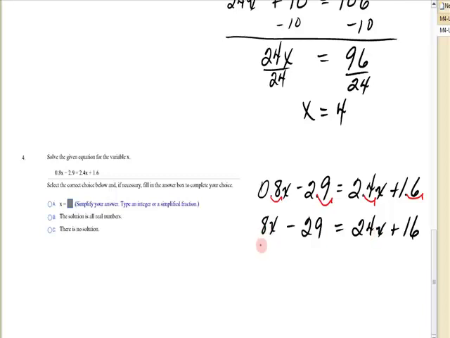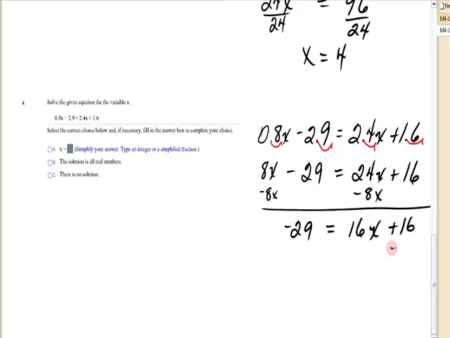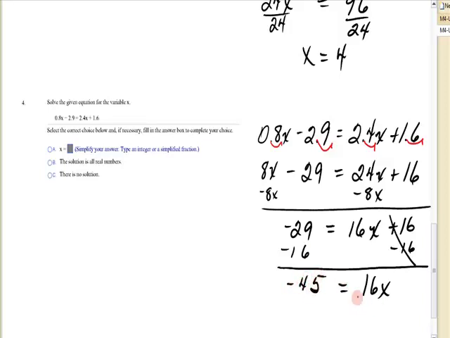All right, I have variables on both sides. I'm going to subtract 8x from both sides. I have negative 29 is equal to, that's going to give me 16x plus 16. Subtract 16 to get that variable term by itself. So I have 16x. I have to add those two, which gives me negative 45. Divide both sides by 16. And I don't believe that negative 45 and 16 have a common factor.